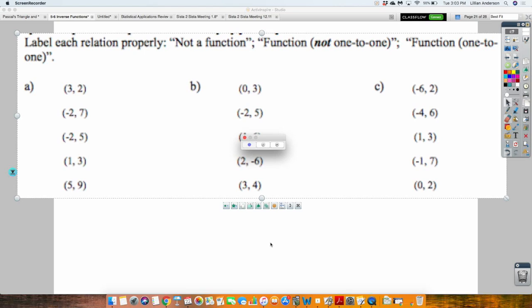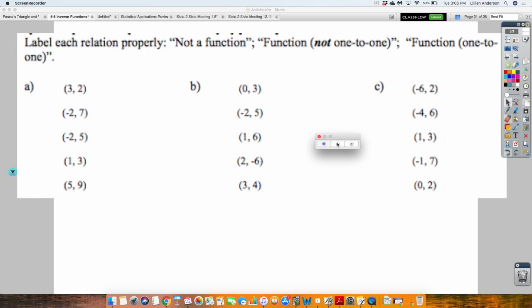Okay, let's look at this example. You're asked to determine if it's not a function, if it is a function but not one-to-one, and if it's a function one-to-one. Okay? So you're labeling A, B, and C as such. For this problem, you have to think, okay? In order for it to not be a function, that means it does not pass the vertical line test. That means that there are multiple outputs for one input, okay?